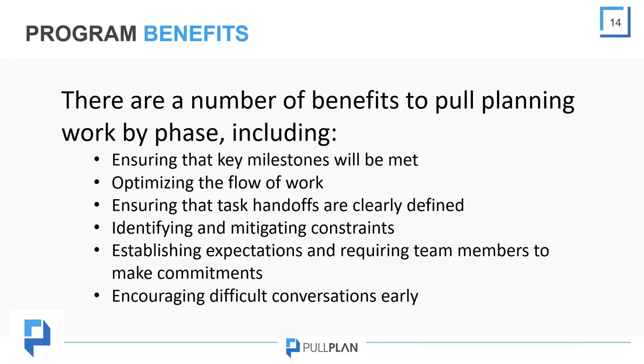Pull planning work by phase also allows us to establish expectations and require team members to make commitments. So in traditional scheduling methods where a Gantt chart is simply distributed to the team, there's no requirement to make a commitment to what's in the Gantt chart. The plan was created by somebody else. There's no ownership over it. It's not my plan.